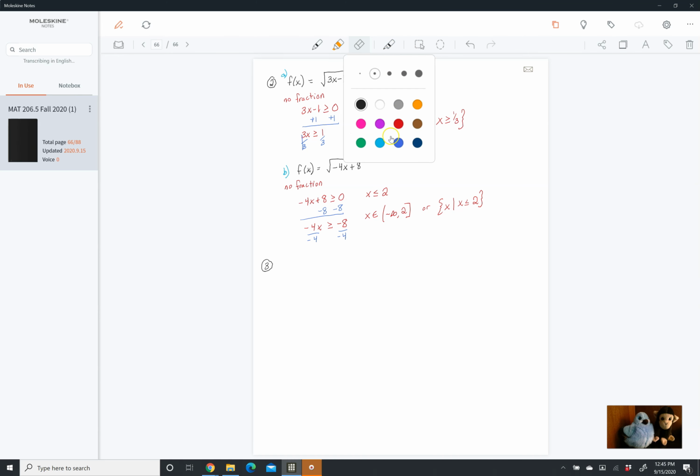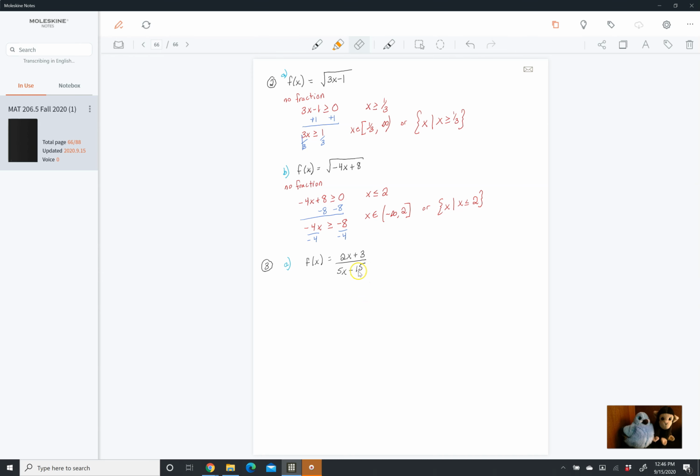And I'll put those in blue just so that you see that they're not part of the actual problem. So we have 3a. And for 3a, let's do f of x is equal to 2x plus 3 over 5x minus 15. Okay.